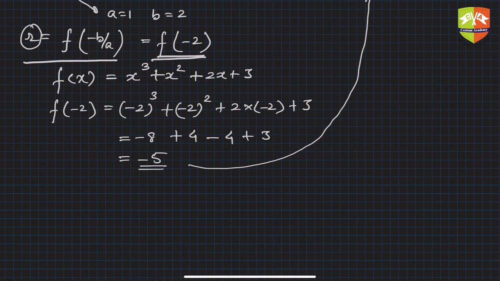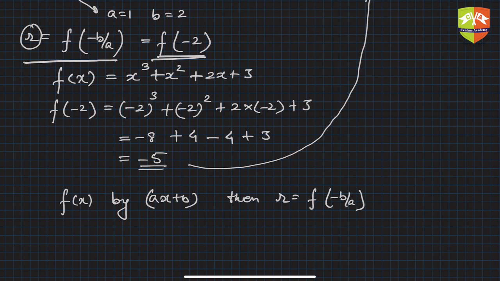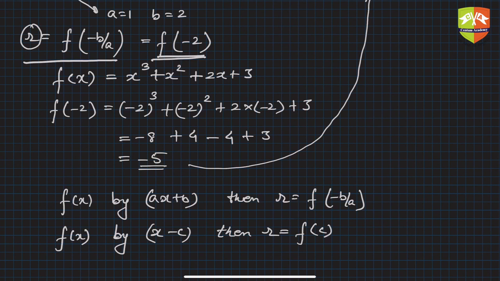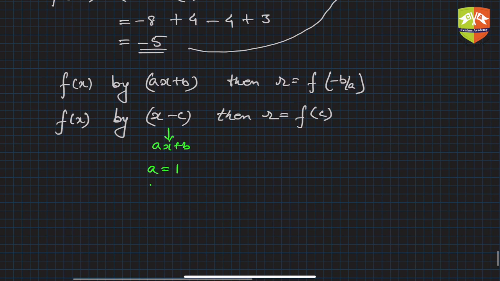Once again, let's say you are dividing f(x) by ax plus b, then simply the remainder is f of minus b by a. And for most of the cases it will be very simplified. If you are dividing f(x) by x minus c, then the remainder is simply f of c, because if you compare it with ax plus b, what is a, guys? a in this case is 1 and b is minus c. So minus b by a is simply c. So hence r is minus b by a, or f of c.